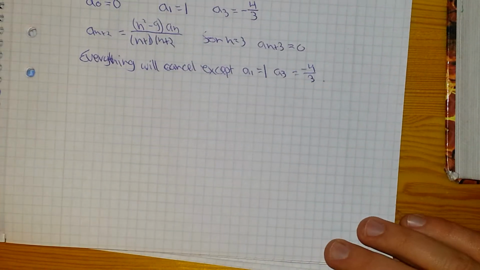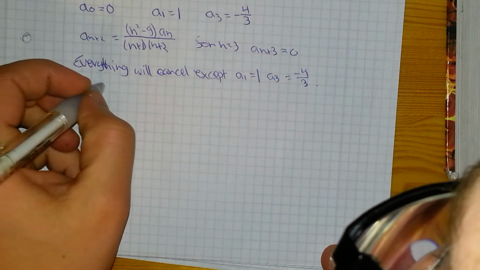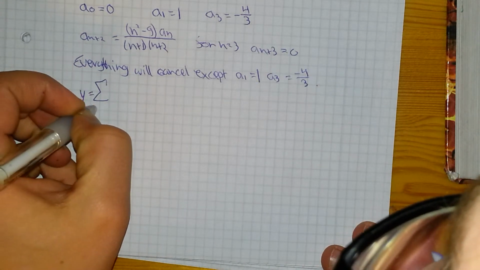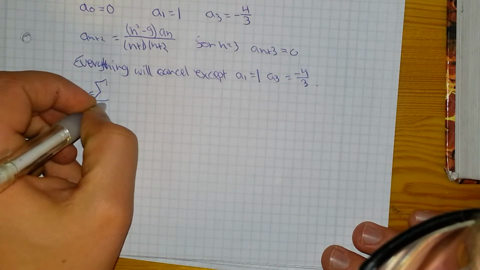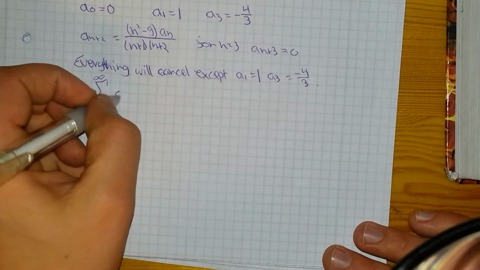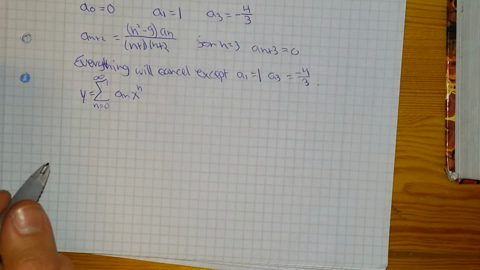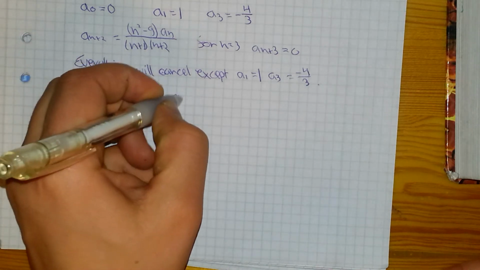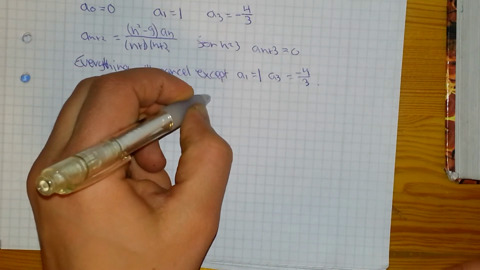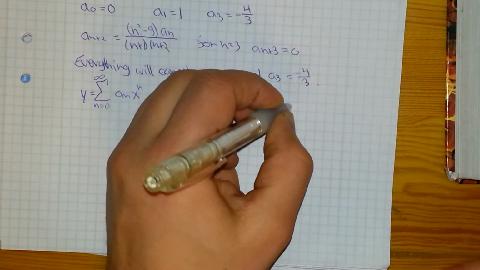So basically, y equals the summation of n equals 0 to infinity of an x to the power of n, and we only have a1 and a3 remaining.